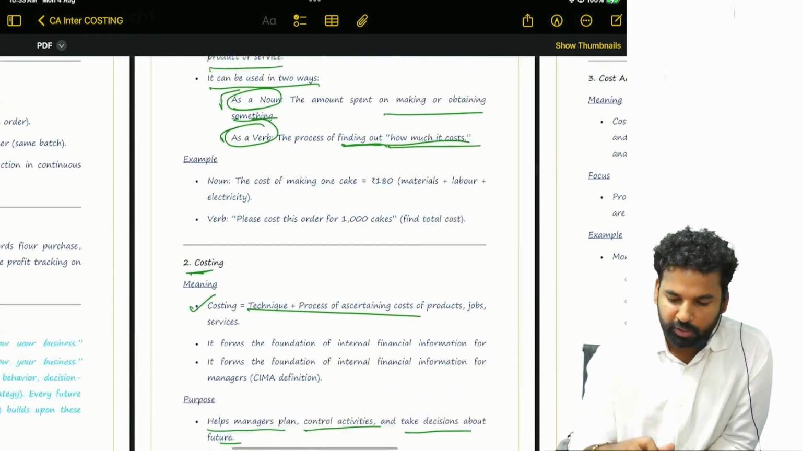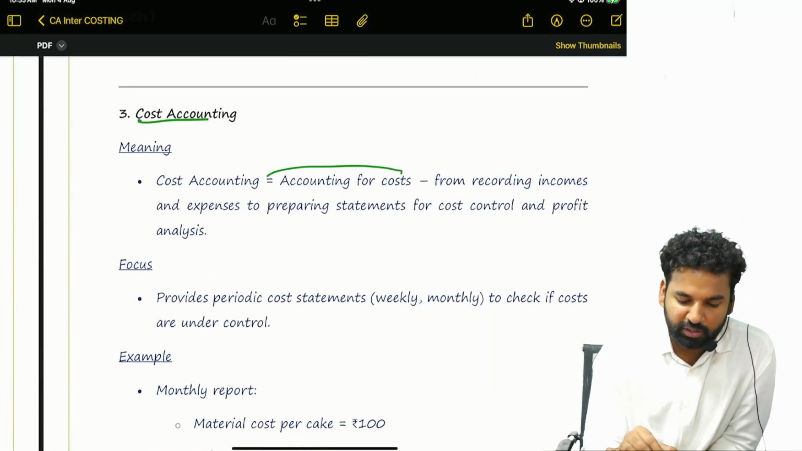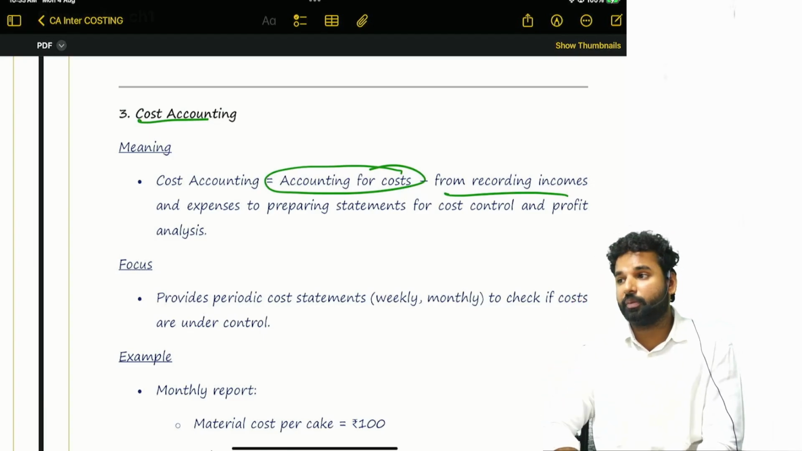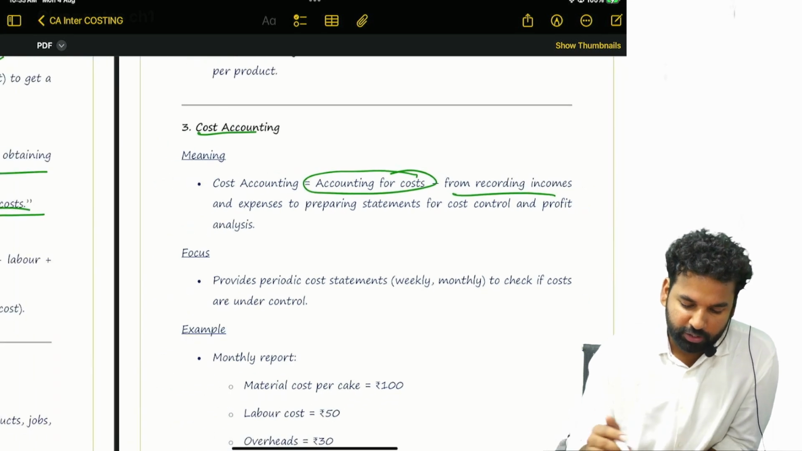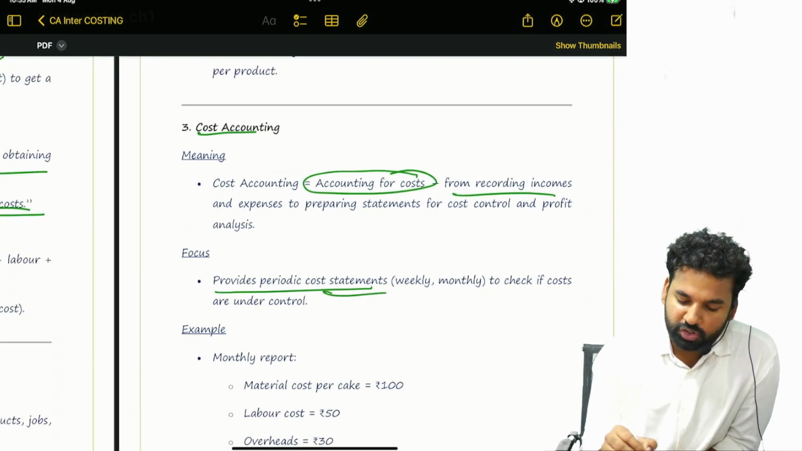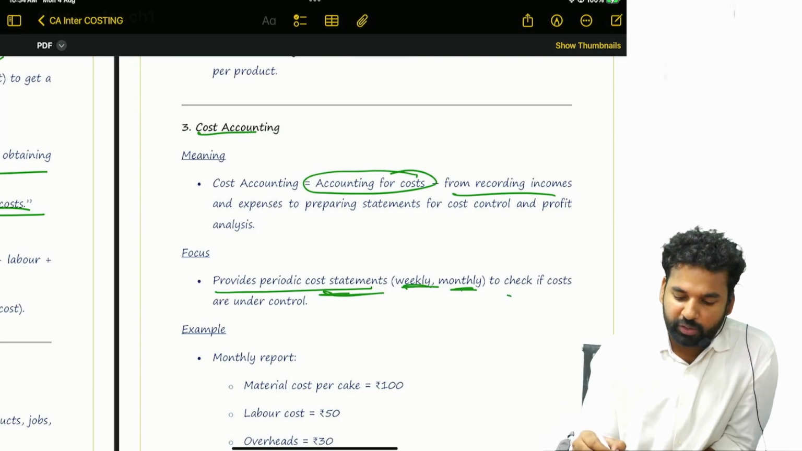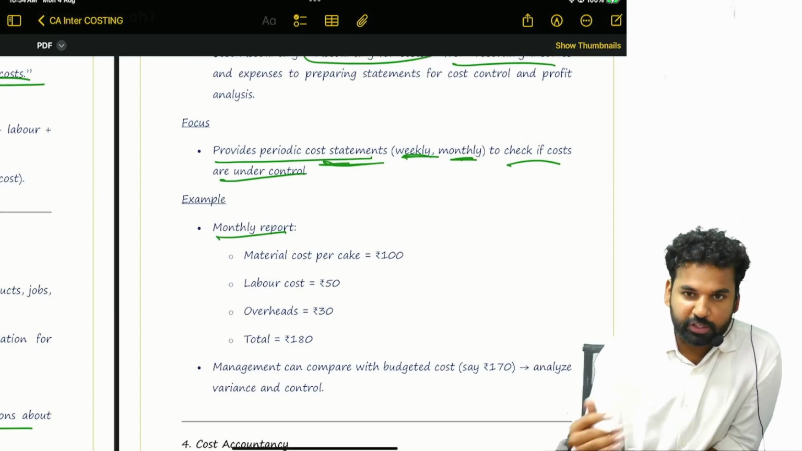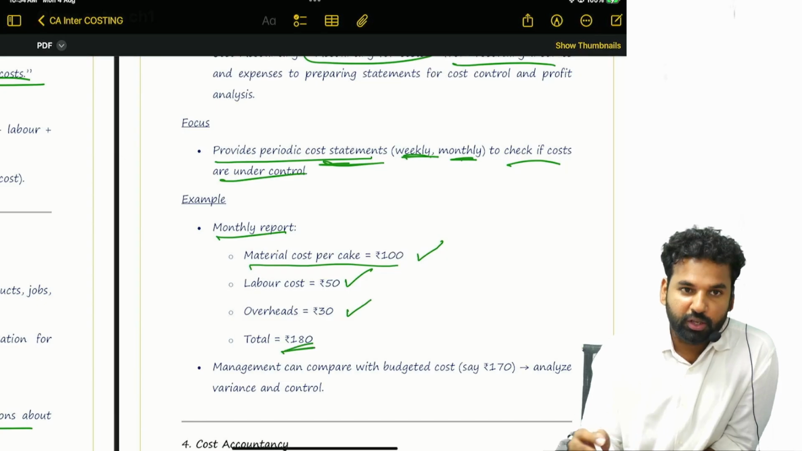Next you see what is cost accounting. Cost accounting means accounting for costs from recording. It starts with recording and ends with reporting to the management. Management will take decisions based on the costing data. It provides periodic cost statements, which may be weekly, monthly, half yearly or annually, to check if the costs are under control or not. See here, in the monthly report with respect to the bakery, material cost per cake is 100, labor cost 50, overheads 30, total cost 180 rupees.